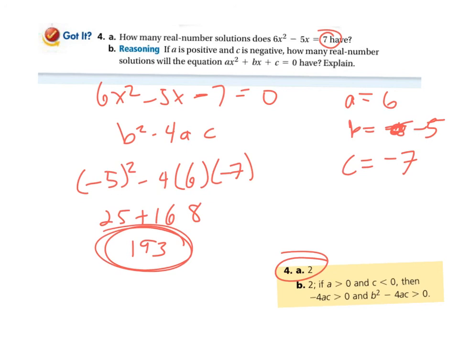Second part here, if A is positive and C is negative, how many real number solutions will the equation have? Explain. Well, obviously it's going to be 2, because if A is greater than 0 and C is less than 0, then when we plug this in, you've got to kind of think about it, you're going to multiply it out, it's still going to be bigger than 0. And B squared, which automatically makes it positive, minus this number is going to still be bigger than 0, is the idea.